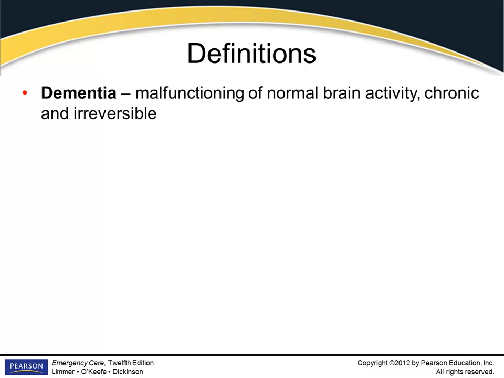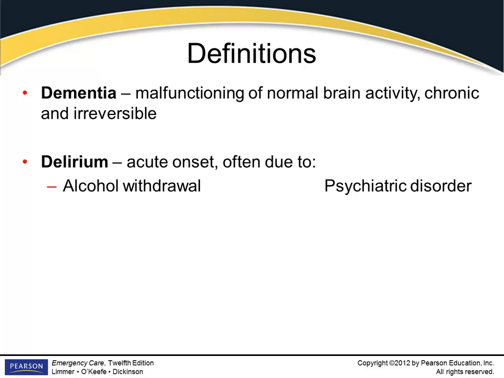Dementia is malfunctioning of normal brain activity. It's chronic and it's irreversible. That's dementia. Okay? You can't fix that. Delirium, on the other hand, is an acute onset and can be caused by a lot of different things. But anything with an acute onset, you've got to be able to recognize what's normal and what's not normal. How was the patient last week over how they are today? So with delirium, that's how you're going to recognize that, is determining if it's acute or if they've been like this. Delirium, we'll see with alcohol withdrawal.